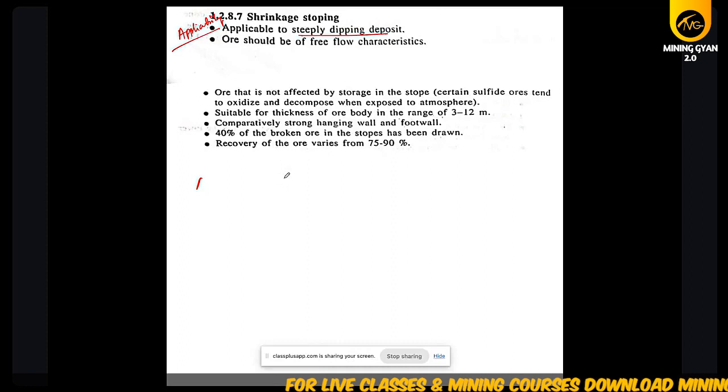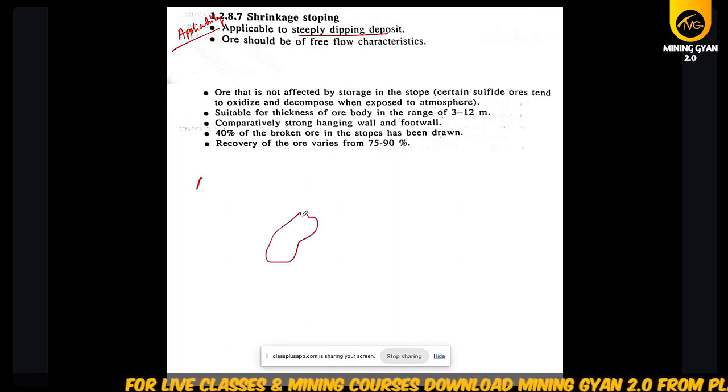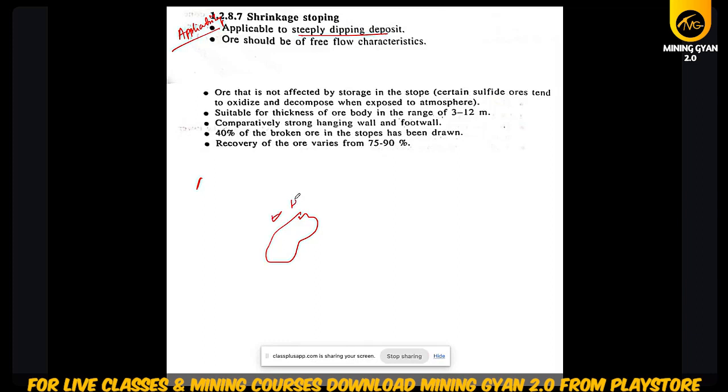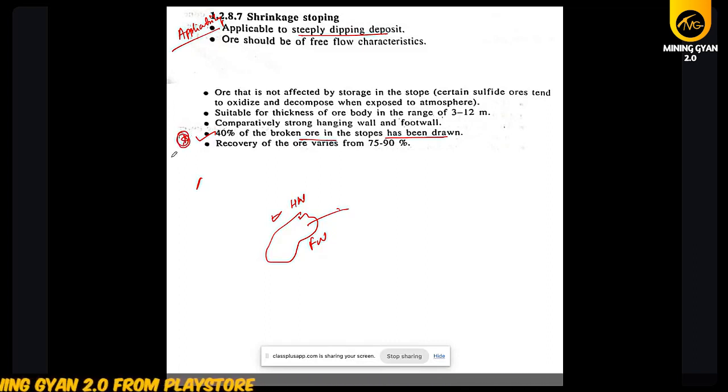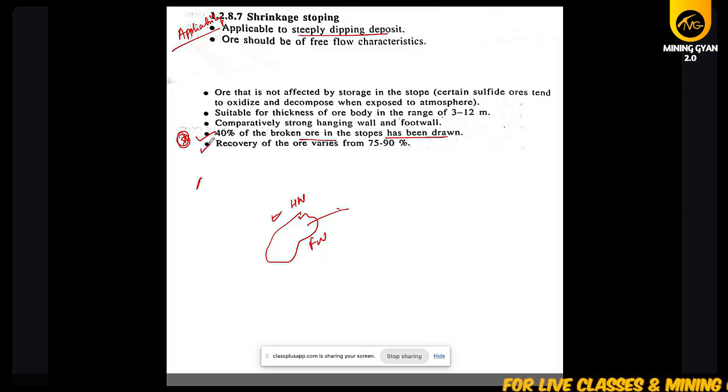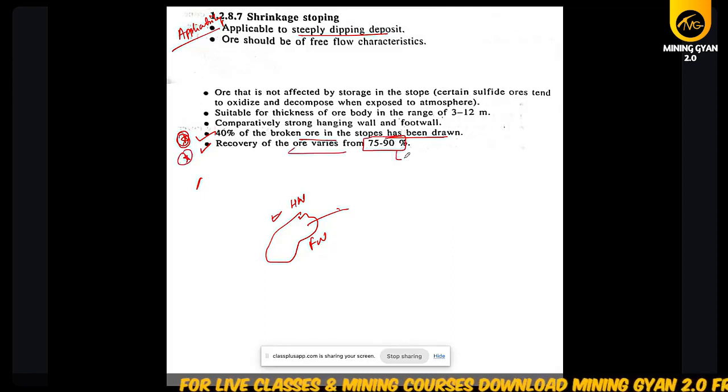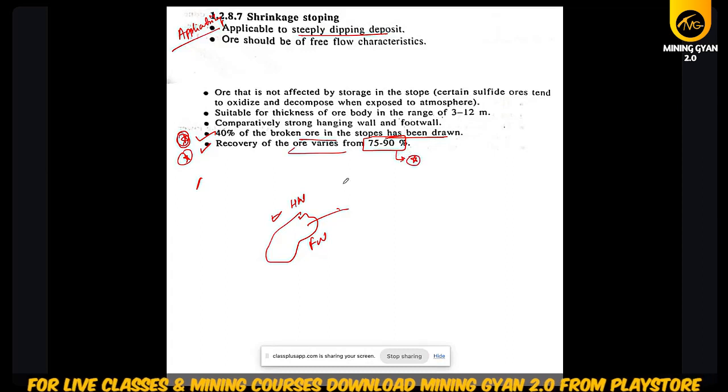So in shrinkage stoping, if this is your ore, the hanging wall and foot wall should be strong. And in this method, 40% of the broken ore in the stope is drawn. So this is an important point. In which type of method is 40% of the broken ore in the stope drawn? This is shrinkage stoping. This is also an important point. The recovery of ore varies from 75 to 90%. So in shrinkage stoping, recovery is up to 75 to 90%.